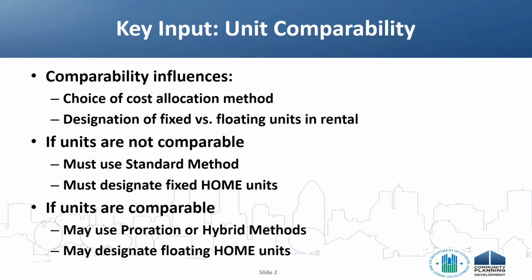Additionally, when the units are comparable, a PJ can choose to designate floating home units. Floating home units, as the name implies, move around or float within the development during the period of affordability. This year, Unit 301 might be the home unit, but next year it's possible the home designation has floated to Unit 401 as tenants turn over and the incomes of those who are in place change.